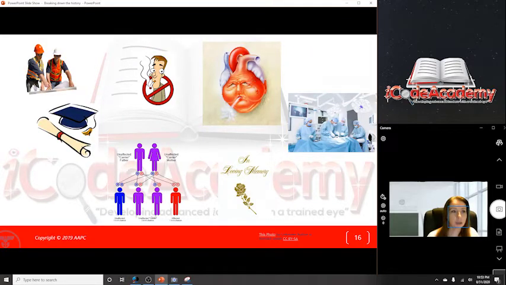I have up on the screen here for you guys a few elements I want you to take a look at. So here we can see in the upper left-hand corner, we have some construction workers. Right below that, we have a diploma. Moving a little bit over towards the right, looks like we have a patient who is not a smoker. Next to it, we have a worn out and fatigued heart. All the way over to the right-hand side, you can see a procedure taking place.